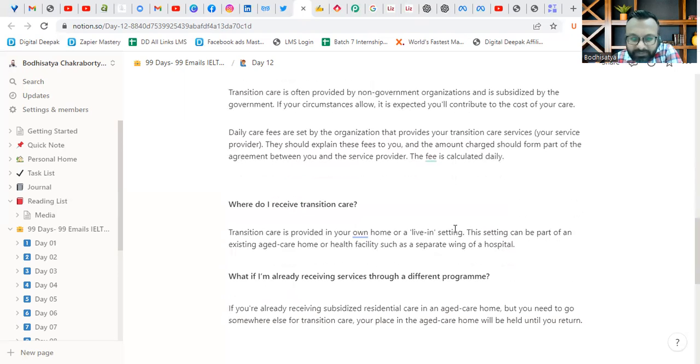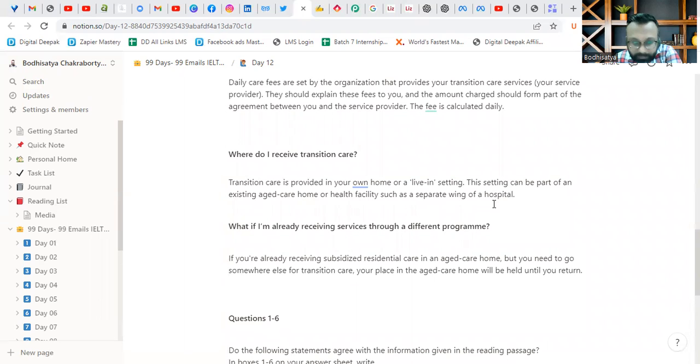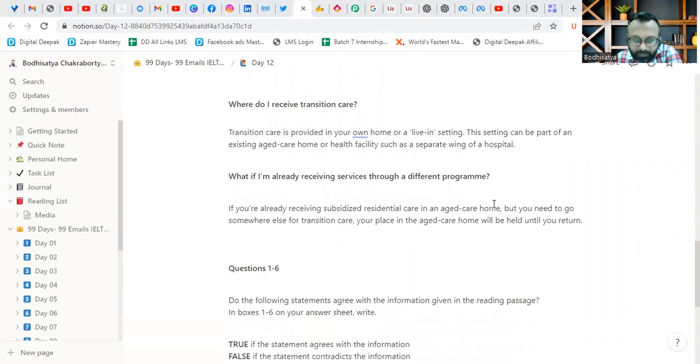Where do I receive transition care? Transition care is provided in your own home or a live-in setting. This setting can be part of an existing aged care home or health facility such as a separate wing of a hospital. What if I'm already receiving services through a different program? If you're already receiving subsidized residential care or in an aged care home, but you need to go somewhere else for transition care, your place in the aged care home will be held until you return.